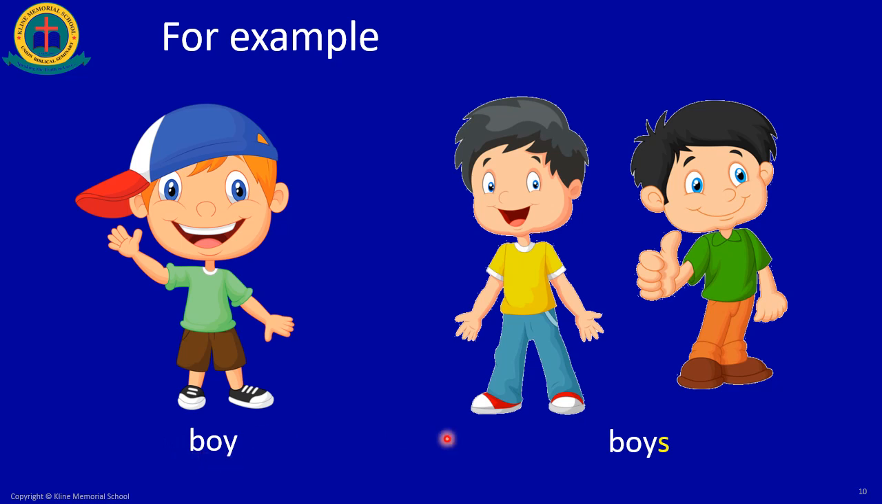One boy, many boys. Here also, to make the word boy into its plural form, we just write S at the end because before the letter Y there is a vowel sound O. Therefore, we just write S to make it plural. Boy, boys.